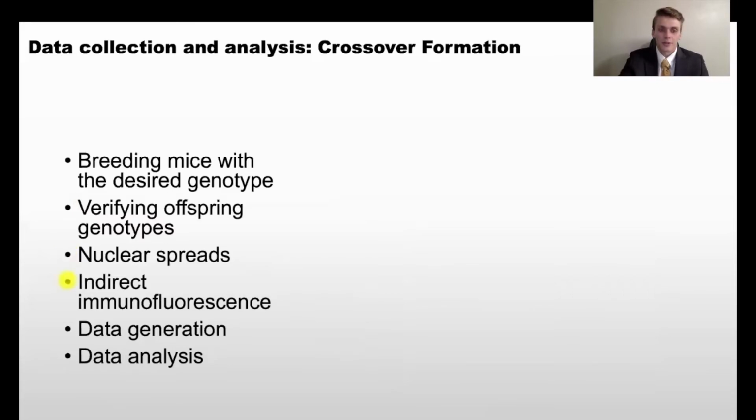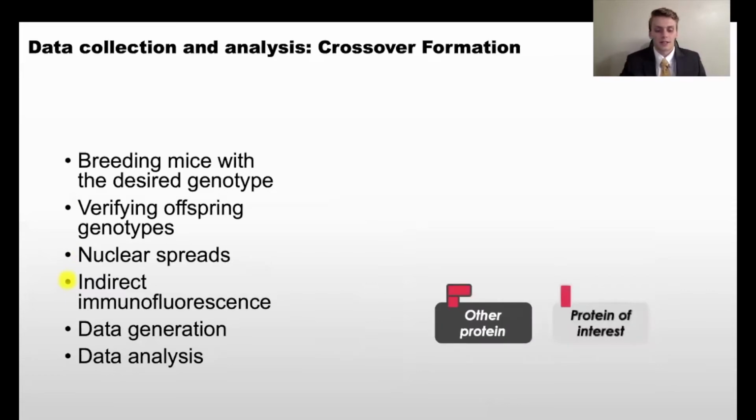Nuclei from the spreads were stained using a process called indirect immunofluorescence. Indirect immunofluorescence is a technique used to visualize the proteins of interest. In this process, the proteins of interest on the chromosomes were stained with an antibody that binds to a particular region of the protein called an epitope. The primary antibody can only recognize and bind to that specific epitope it was designed for, meaning this process is very specific. Notice here it will not fit onto the other protein, only onto the protein of interest.